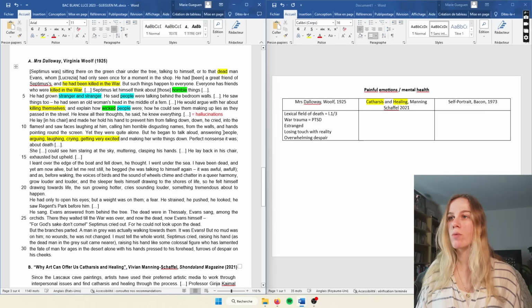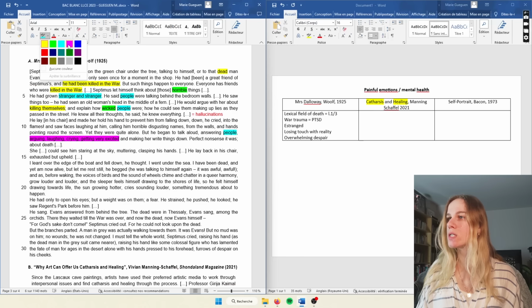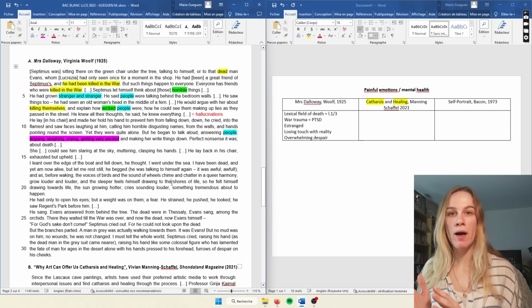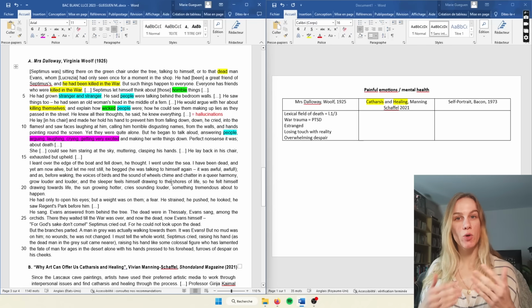Let me put that in a different color so that it's easier to understand. Right, so we'll stop there. I won't do the whole text, but this is how you can proceed. Keeping in mind the keywords we mentioned and you have written above your table, you can start analyzing the document and finding elements, finding examples which would work with these keywords.